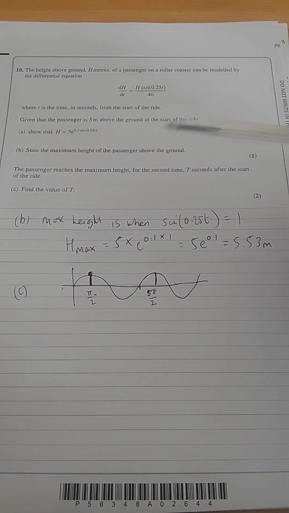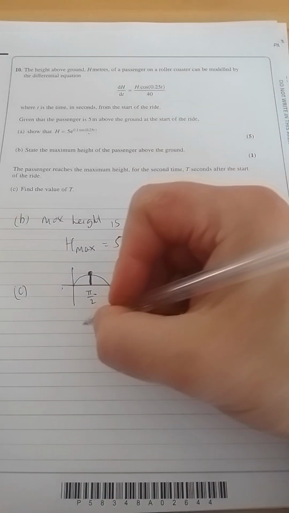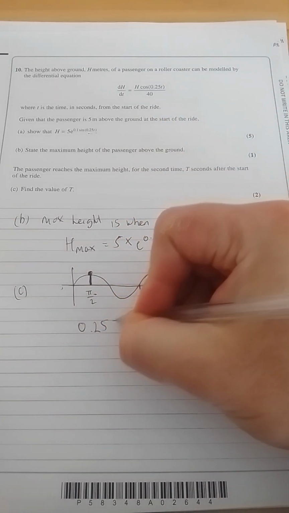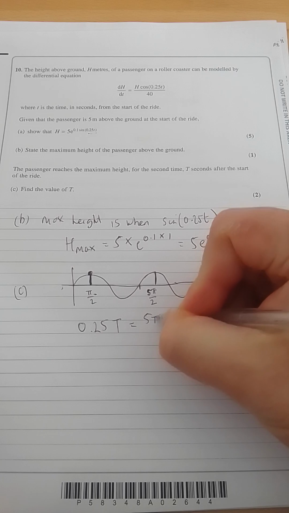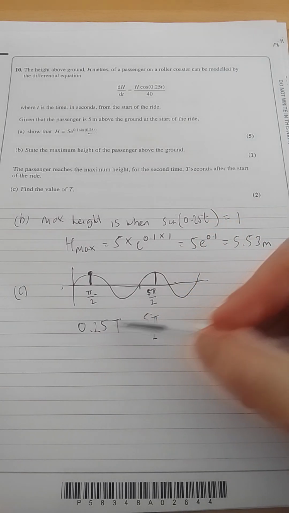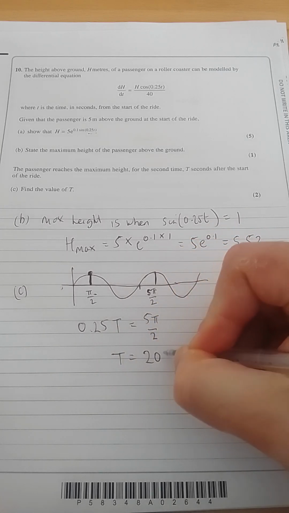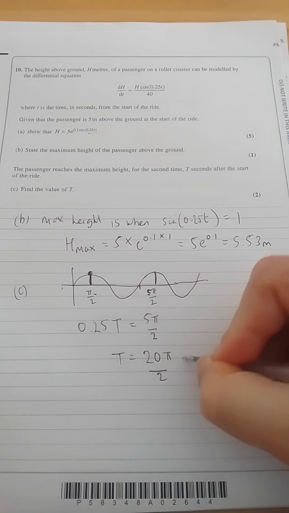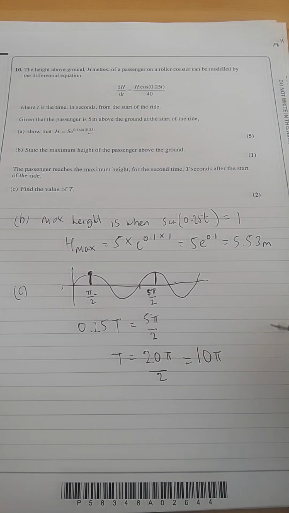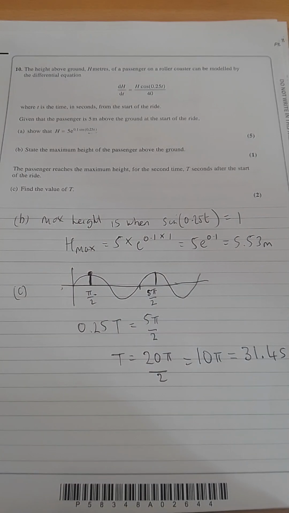Okay, so what we know here is the second maximum height will be when 0.25 capital T, in this case, is equal to 5 pi over 2. So all we need to do is times by 4 to get rid of the 0.25, which gives us 20 pi over 2, or 10 pi, and putting that into a calculator, it gives us 31.4 seconds. And that's the end of the question.